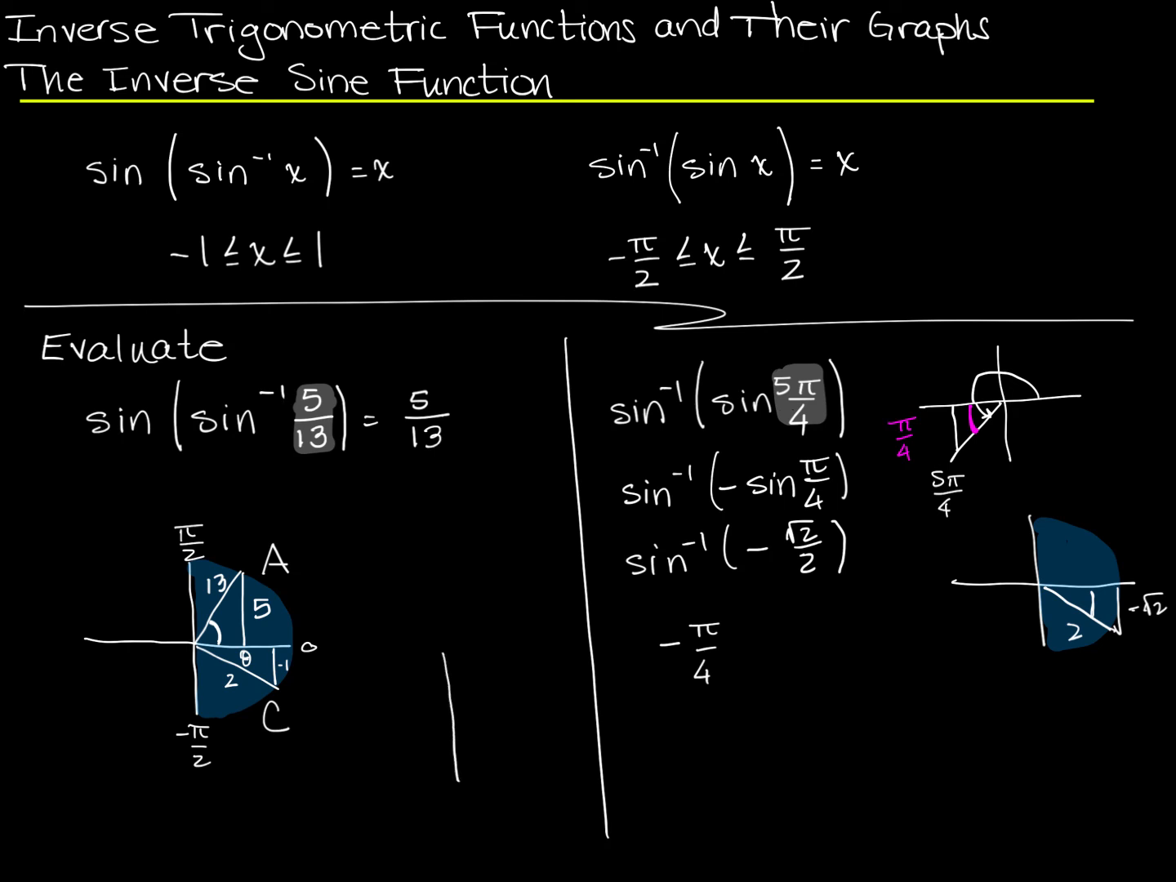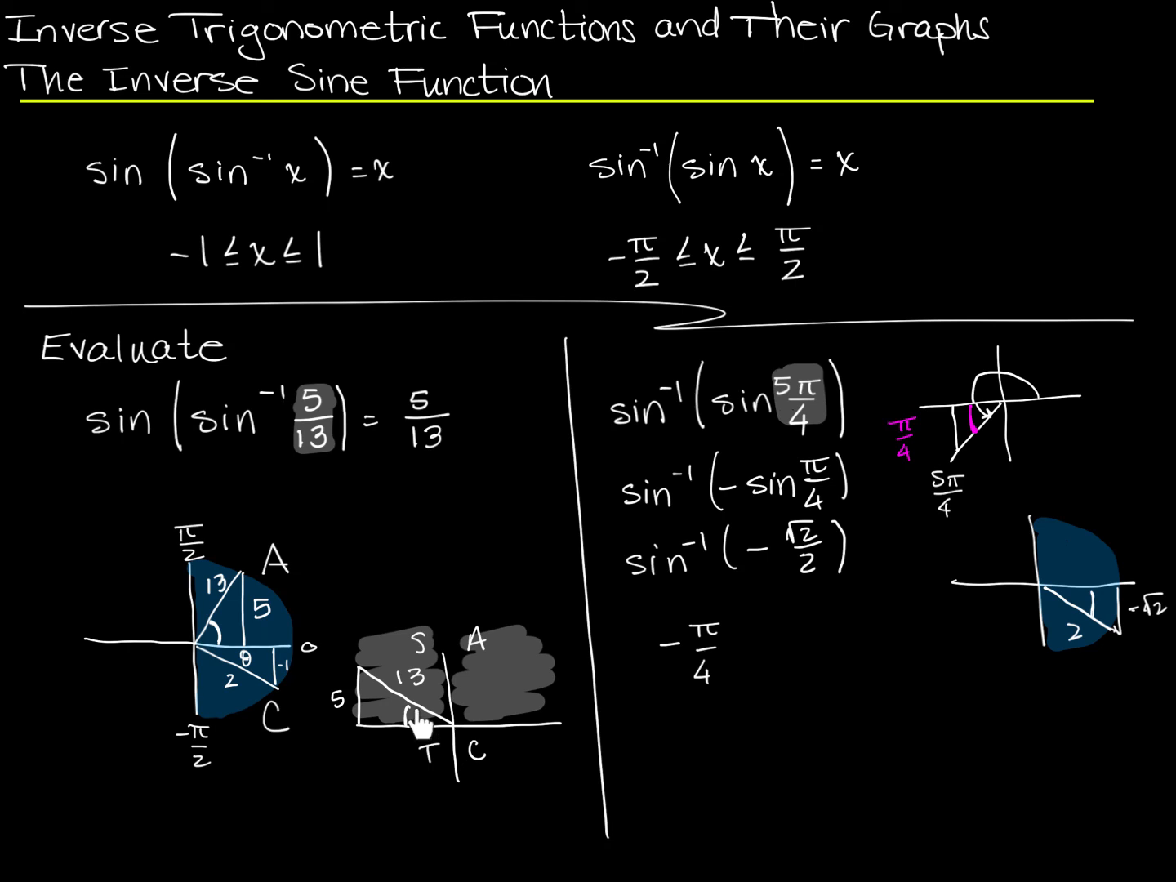I think it's important to point out that there is another angle out there whose sine is 5 over 13, right? All Students Take Calculus. So sine is positive in quadrant 2. Sine is positive here. Sine is also positive here. And then we have tangent and cosine.